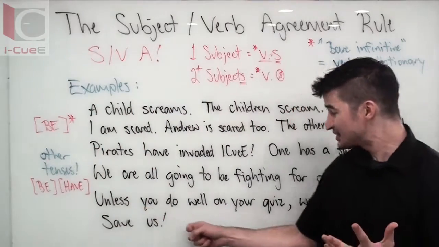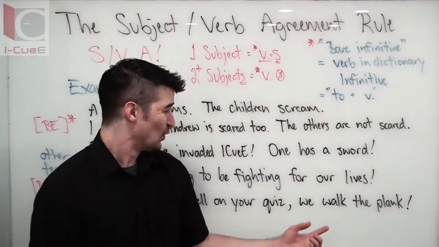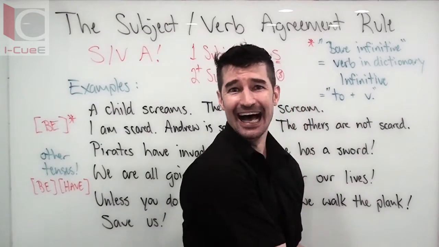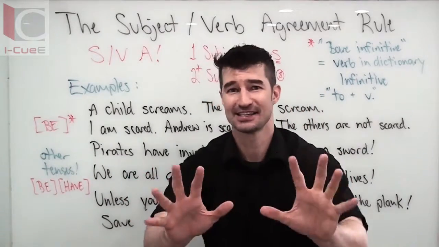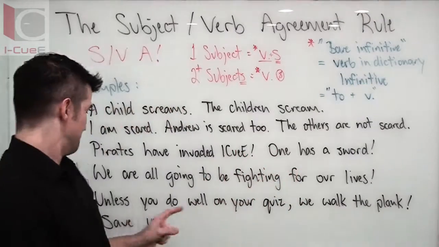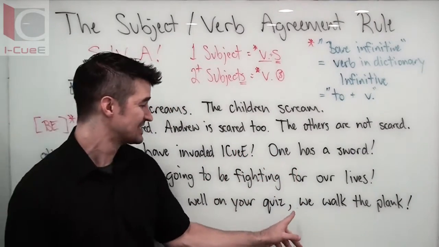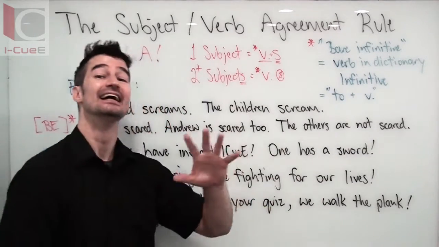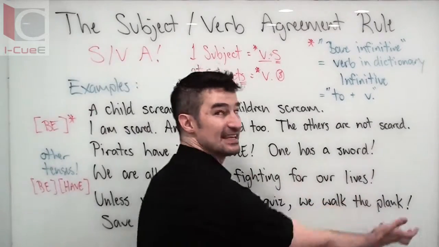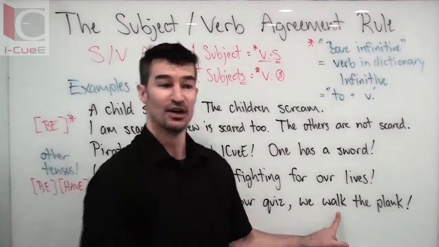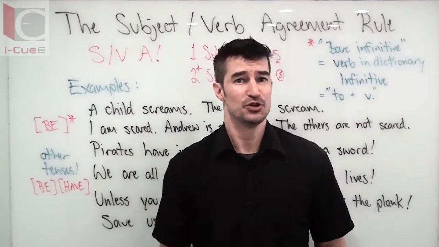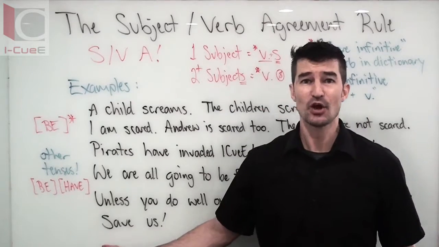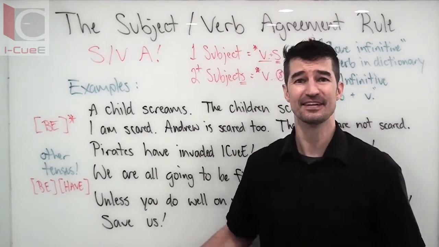Now, unless you do well on your quiz, we walk the plank. I know this stuff is hard, but you need to do well on your quiz. Otherwise, we walk the plank. Here, the subject-verb agreement is in this area, we walk. This is what we do if you do poorly or if you do not do well on your quiz. So it's up to you to save us.